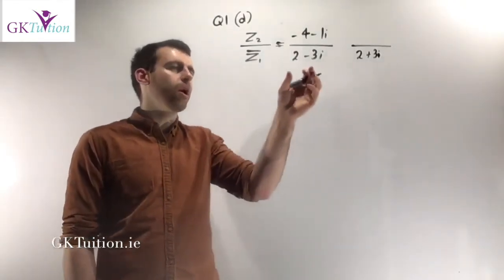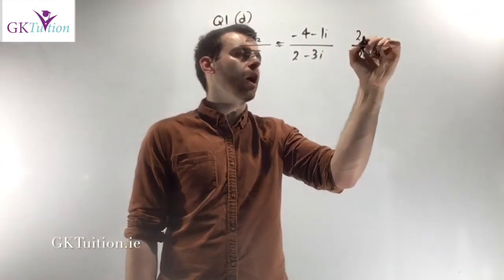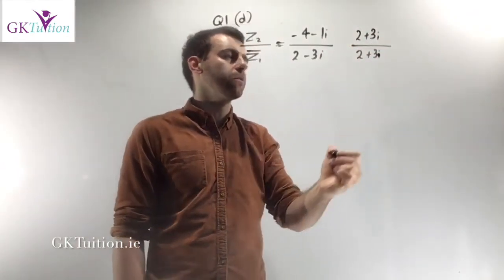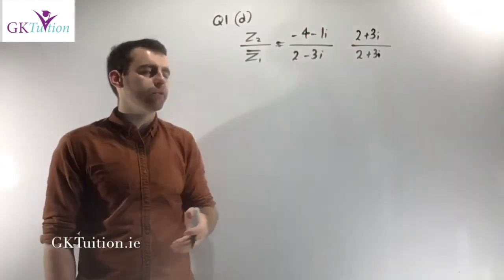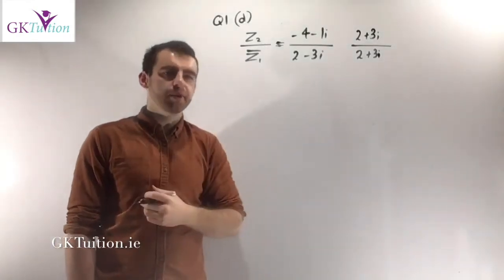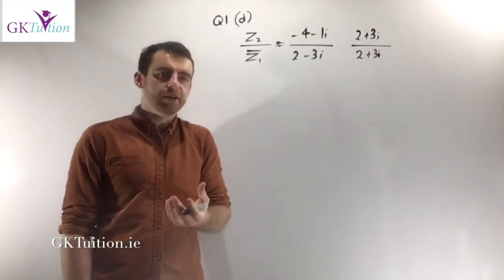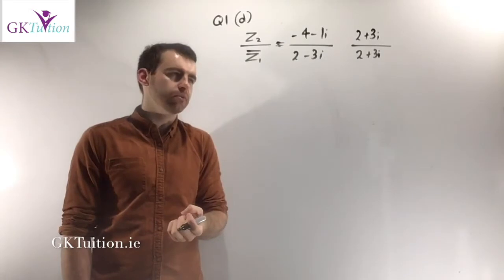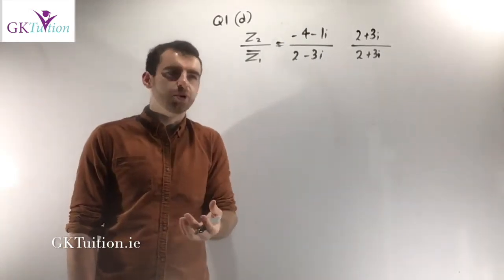If I do that on the bottom, I also have to multiply the top of the fraction by 2 plus 3i. Because 2 plus 3i over 2 plus 3i, same thing on the top and the bottom, just has a value of 1. And it means I'm not changing the value of the expression. So all I need to do now is multiply it out.